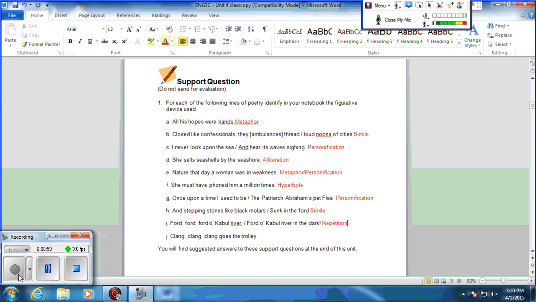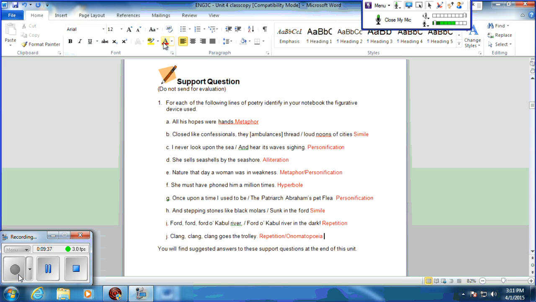And our last one is "clang, clang, clang goes the trolley." So this is two. First, it's repetition, clang, clang, clang. And it's also an onomatopoeia, because clang, clang, clang is describing the sound that it makes. So it's an onomatopoeia.